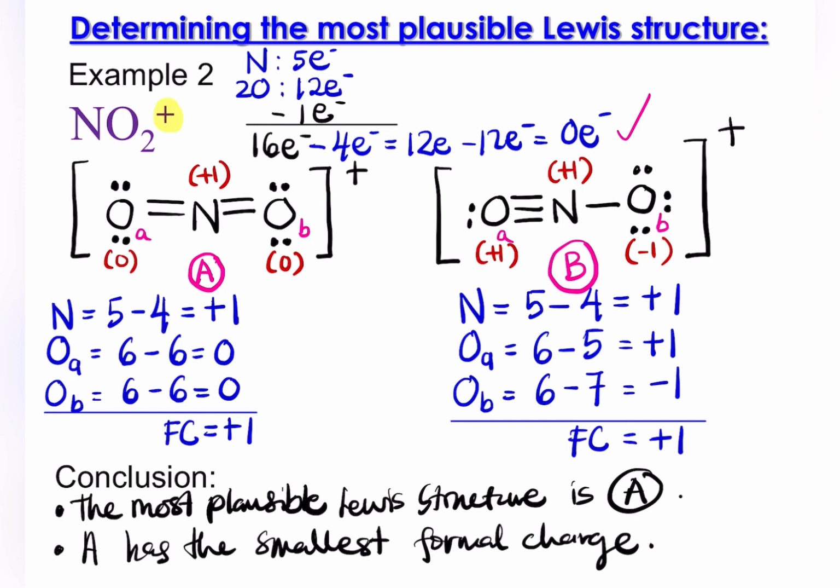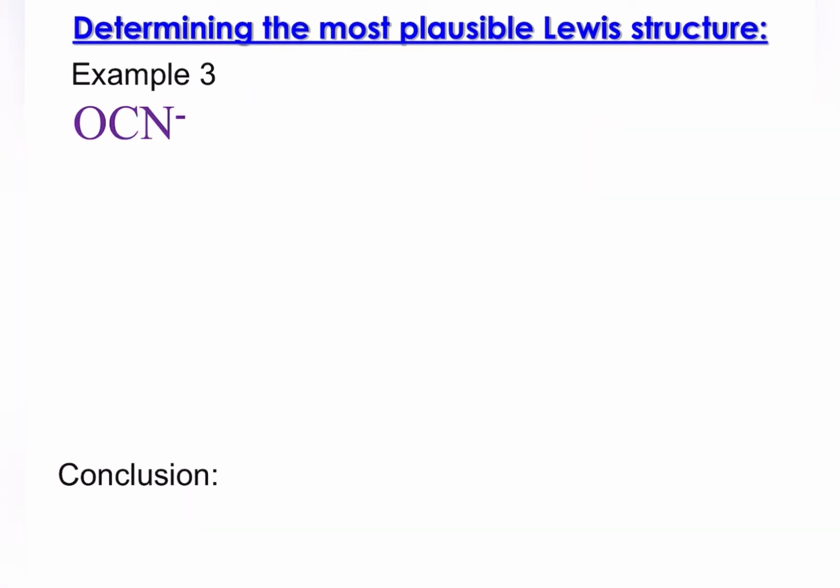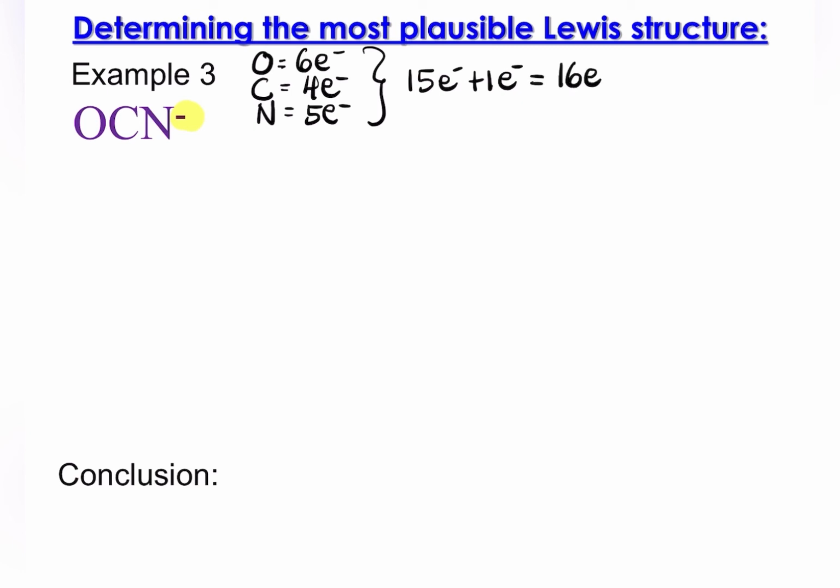Let's go to the next example, which is I got OCN minus. So oxygen has 6 valence electrons and then carbon has 4 valence electrons and nitrogen has 5 valence electrons. And then total up everything, kita ada 15 electrons and due to the negative sign, kita ada extra 1 electron. So total dia adalah 16 electrons.